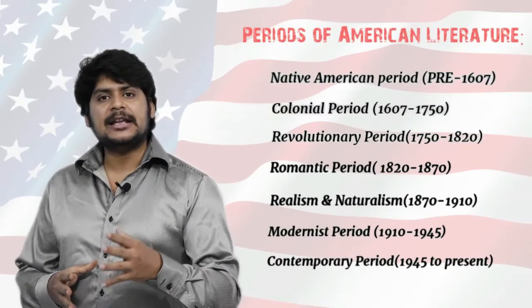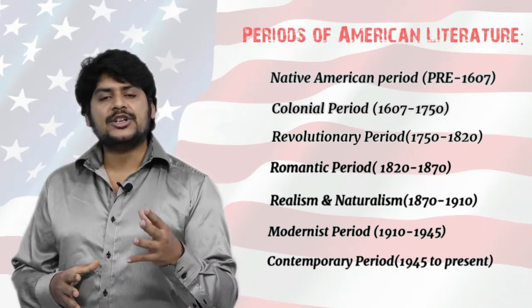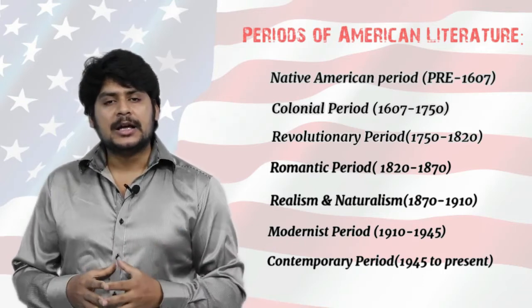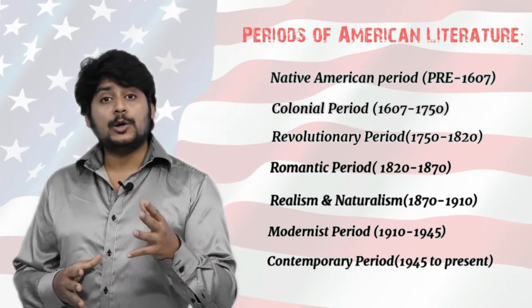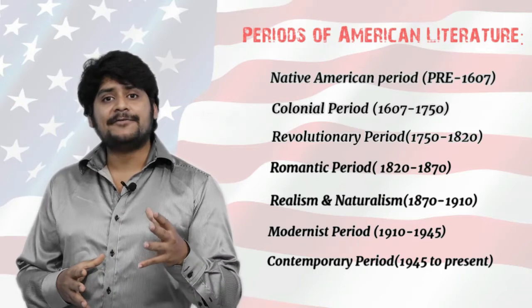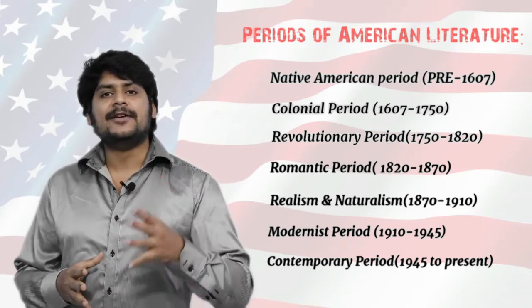Today we'll be discussing the history of American literature. Well, the history of American literature stretches across more than 400 years. Now we can better understand American literature through its major periods. American literature can be divided into the Native American period, followed by the Colonial Period, which started after 1607 and stretched up till 1750.